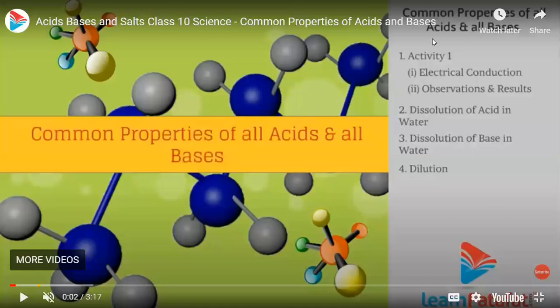So today we are going to start with a new concept. That is, we are going to learn about the common properties of all acids and all bases. In this topic, we are going to understand what is the common thing present in acids and what is the common thing present in bases. It is a type of ion, we can say.